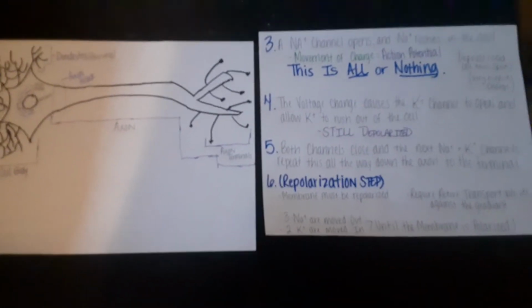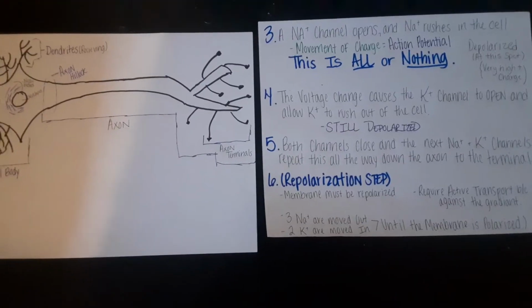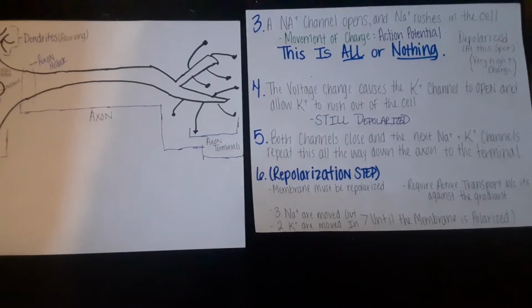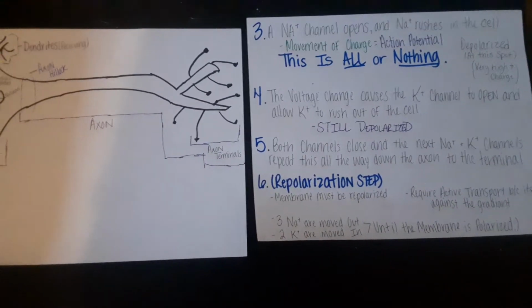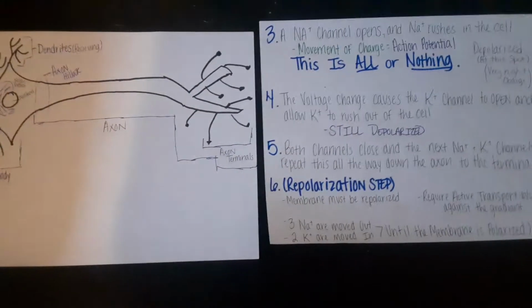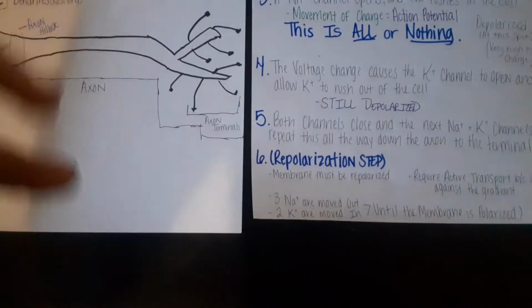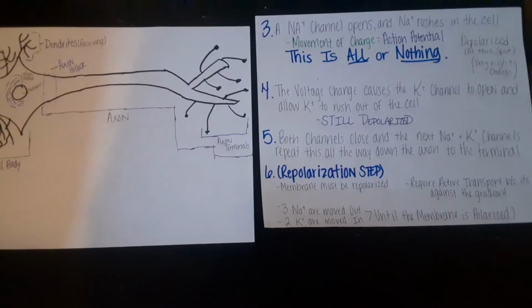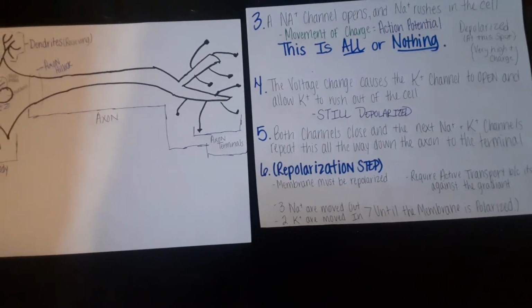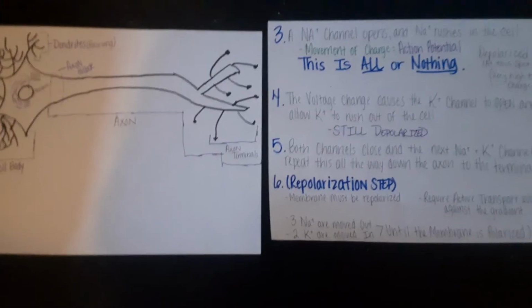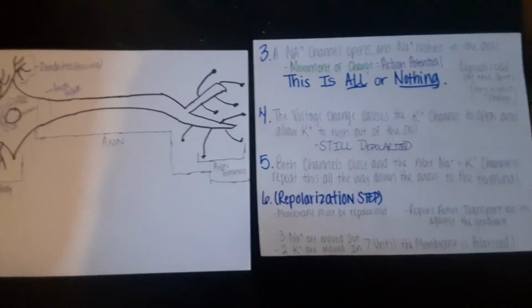But that's not all. Once we get there, the neuron must become repolarized. That means it requires active transport because it's going against the concentration gradient, and the sodium and potassium pumps need to open back up. And 3 sodium are moved out and 2 potassium are moved in until the membrane becomes repolarized. These are the steps within an action potential.